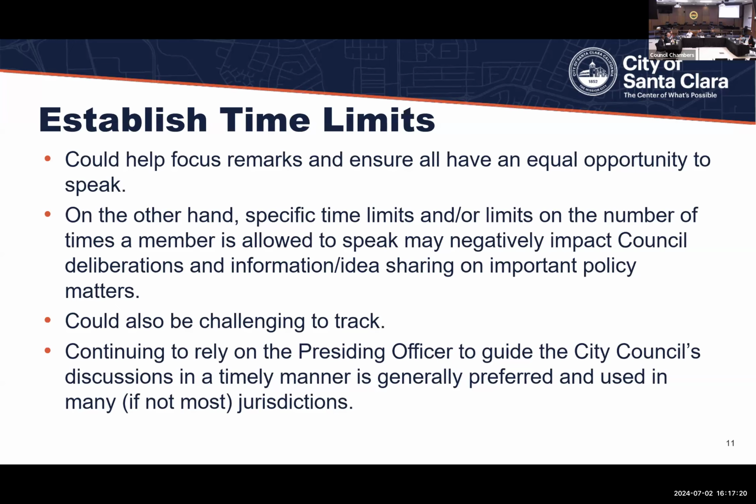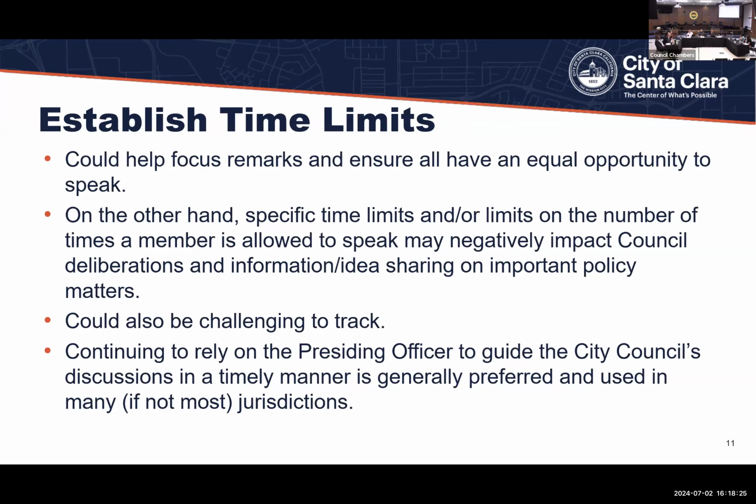On the other hand, specific time limits or limits on the number of times someone may be able to speak is an artificial limit depending upon the nature of the item, and it might negatively impact council deliberations and a dynamic information and idea sharing process on important policy matters. So there's pros and cons to this, right? Another practical challenge of actually limiting the times that each of you would be allowed to speak, or limiting the number of times that you speak: who keeps track of that? How do you keep track of that? And is there really a practical, logical process for that? I bet the city clerk doesn't want to do it. She'd be the logical person who would have to, but keeping in effect a chess clock on folks to see if they're exceeding their time limits does present some practical difficulties, and could be challenging to staff.